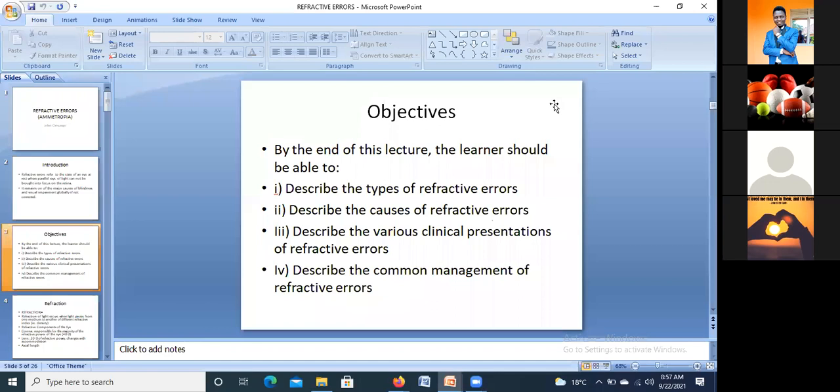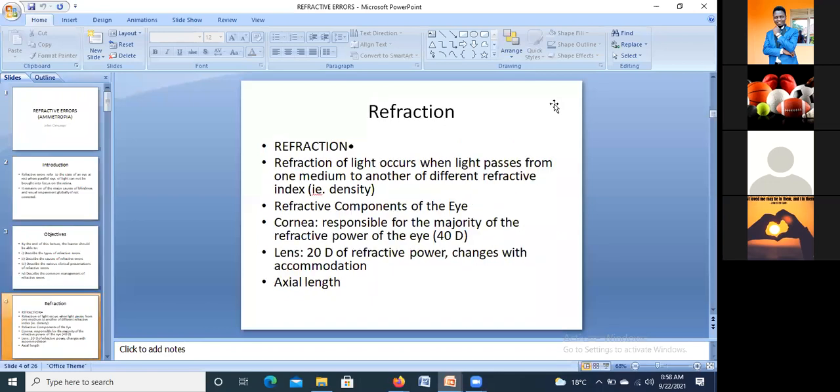So what is refraction? I believe we know that very well. The bending of light rays when they pass through a medium is what we refer to as refraction. So when light travels from one medium, which is less dense, to a denser medium, it is always bent. Or when it is traveling from a dense to a less dense medium, it is also bent. So the bending depends on the differences in the refractive index of the medium where they are traveling.